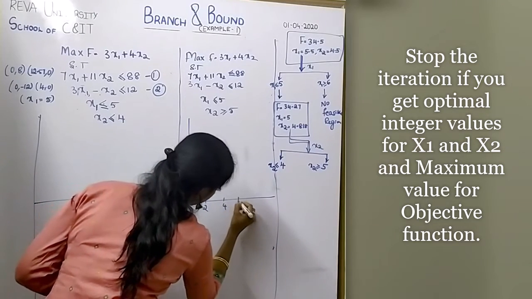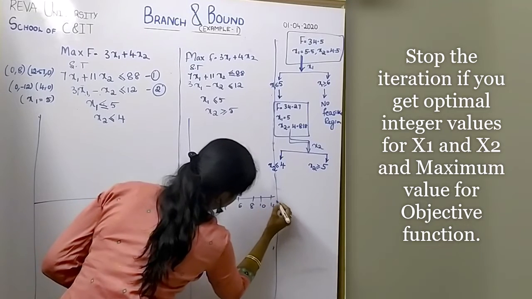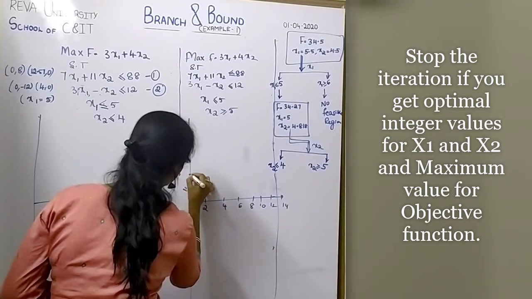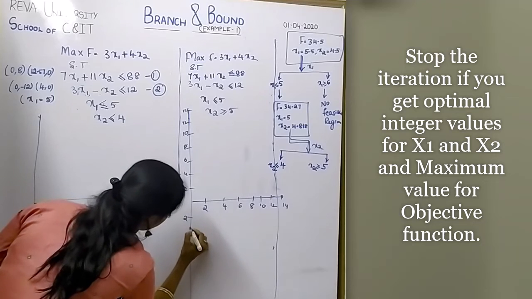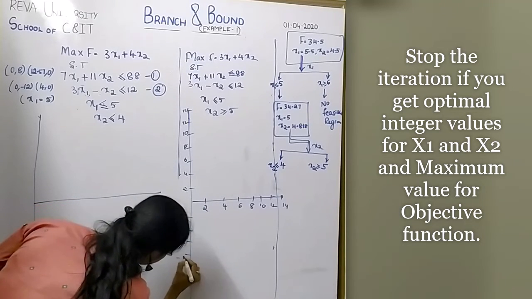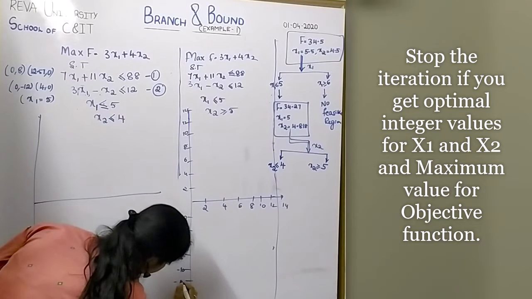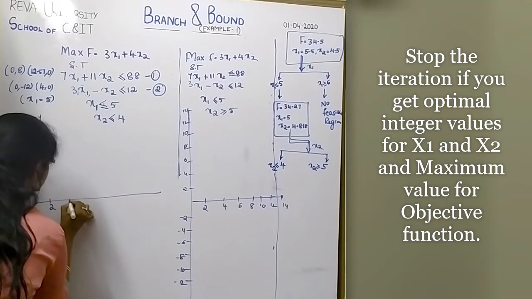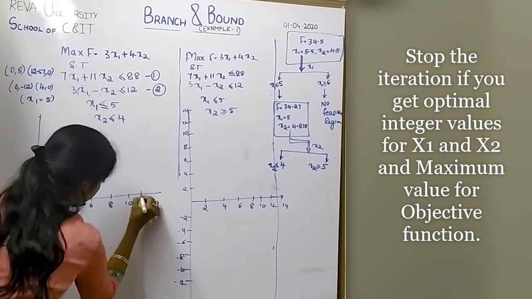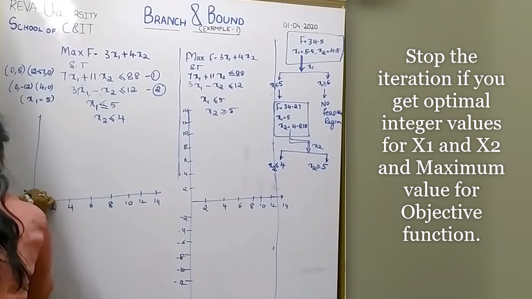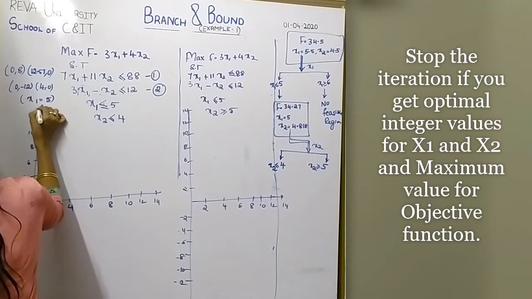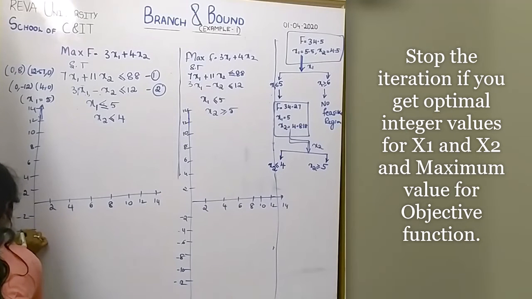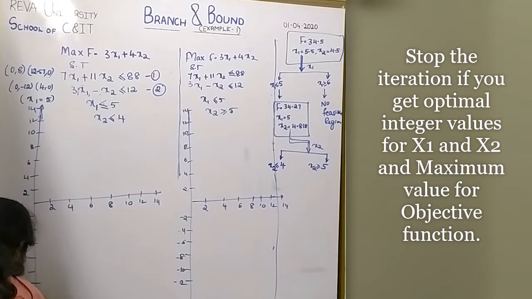So 2, 4, 6, 8, 10, 12, 14. Again 2, 4, 6, 8, 10, 12, 14 on the other axis. Then minus 2, minus 4, minus 6, minus 8, minus 10, minus 12, minus 14.